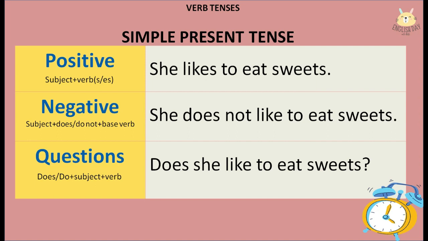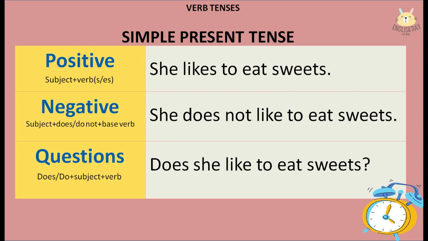Our second structure is negative. We have the subject followed by does or do not plus the base form of the verb. Let's be reminded that does is used when the subject is singular and do is for plural. Here's an example. She does not like to eat sweets. Our subject is she, which is in singular, and also our verb, which is does, also in singular form, followed by the base form of the verb, like.